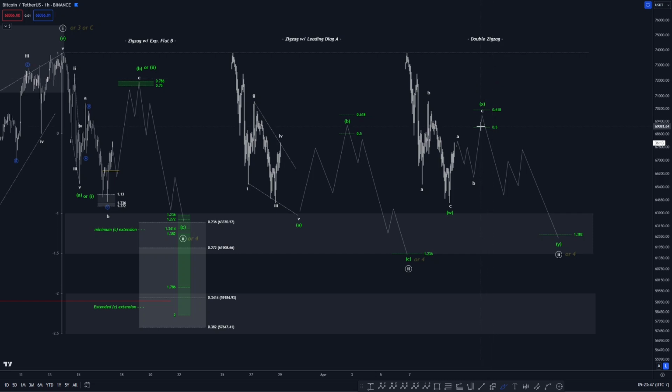It is possible, but for now, we want to see a 3-wave move internally to at least equilibrium or the golden fib, and then push down for a 3-wave move. That'll be key right there. Pushing down a 3-wave move will ultimately solidify this.